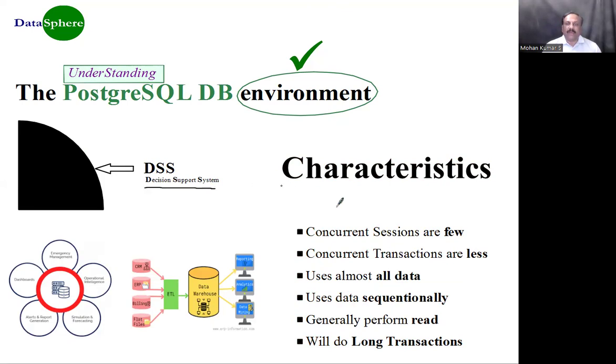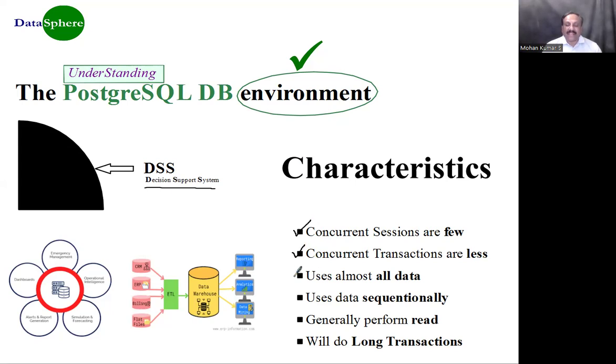Now, when it comes to the decision support environment, generally called the warehousing environment, decisions are made depending on the reports we're going to get. Characteristics wise, concurrent sessions are very few, where various tools will be used. Users using those tools will connect and perform transactions. Because of this, very few transactions will happen.